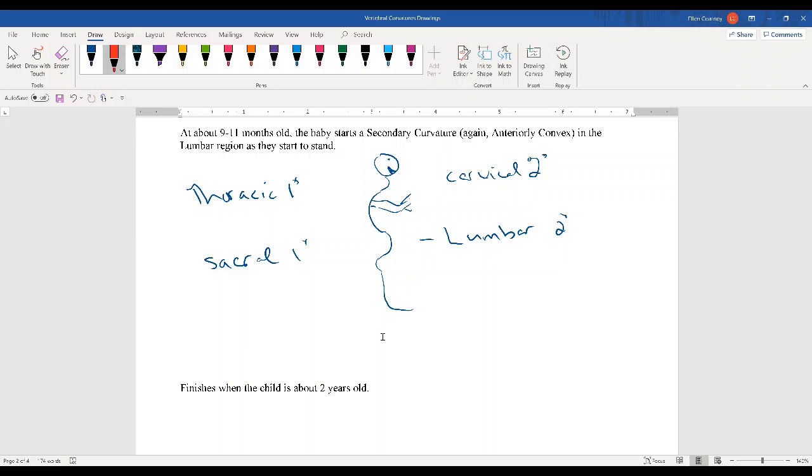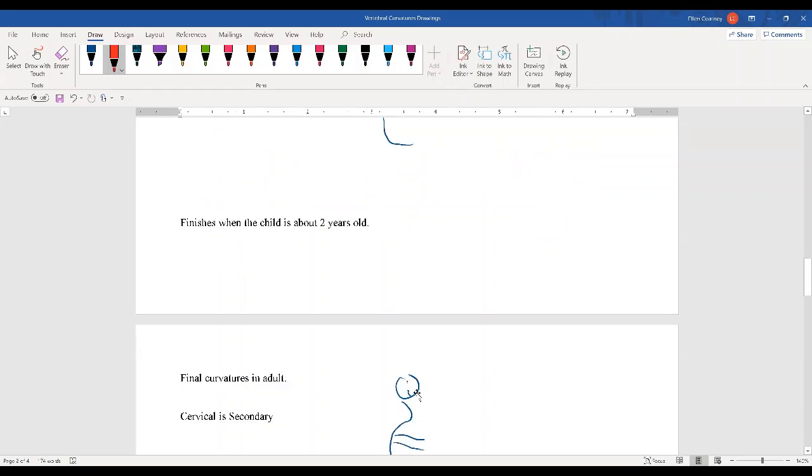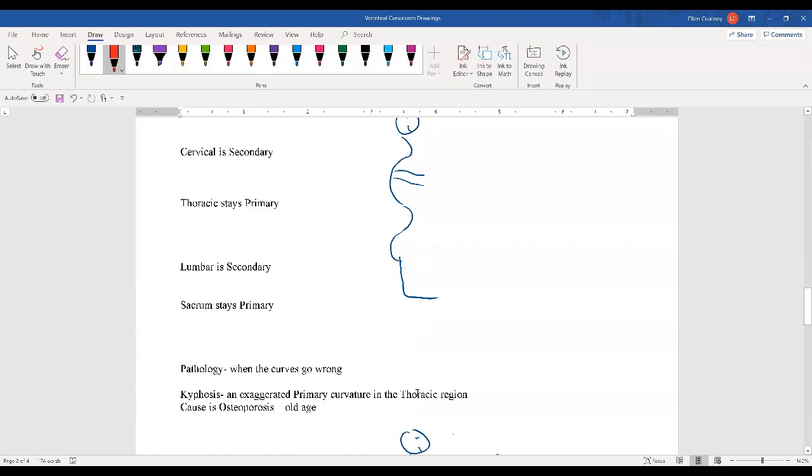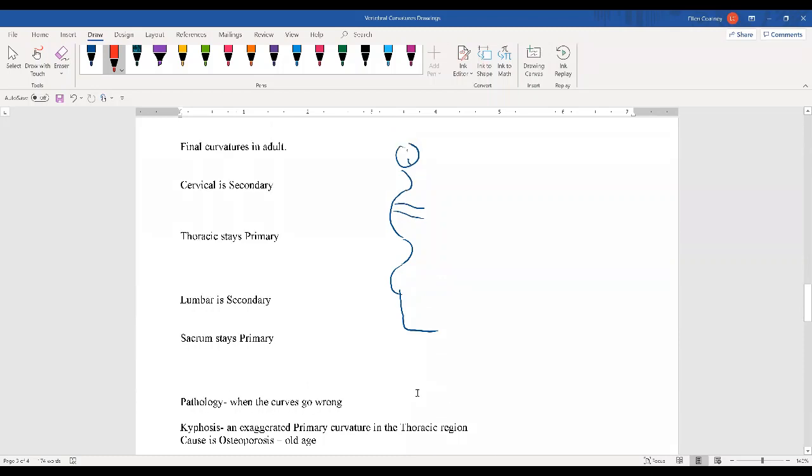And I'm noting here that the thoracic and the sacral regions stay in the primary, but cervical is secondary and lumbar is secondary. The final curvatures in an adult are cervical is secondary, thoracic stays primary, lumbar is secondary, and the sacrum stays primary. This gives us those forward and backward curves to give us that spring of development.